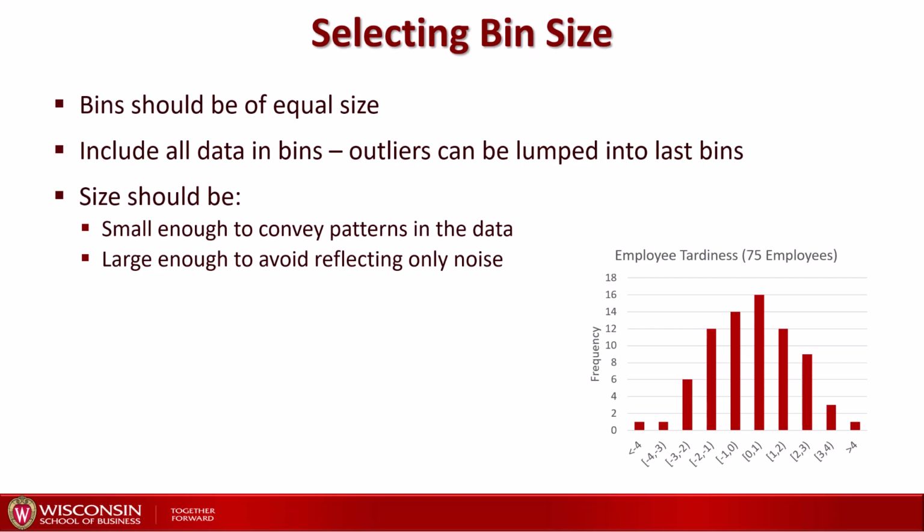Second, we should include all of the data in the bins. Outliers can be lumped into the first and last bins. We also see this in the histogram, where employees that are more than 4 minutes early for their shift or more than 4 minutes late are lumped into the leftmost and rightmost bins respectively.